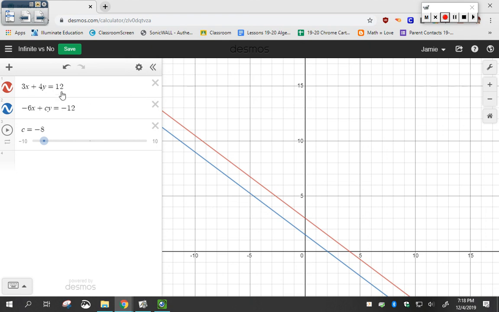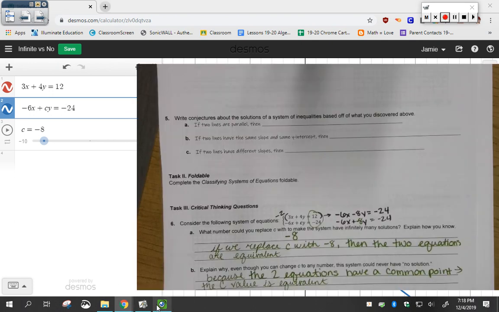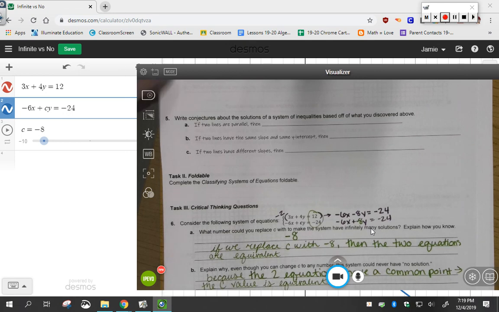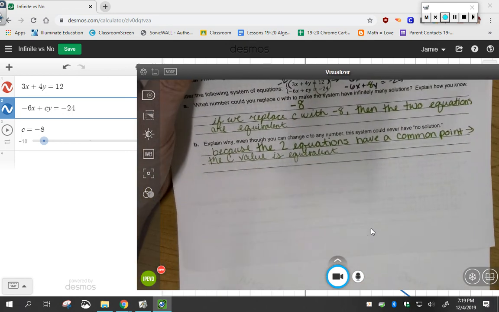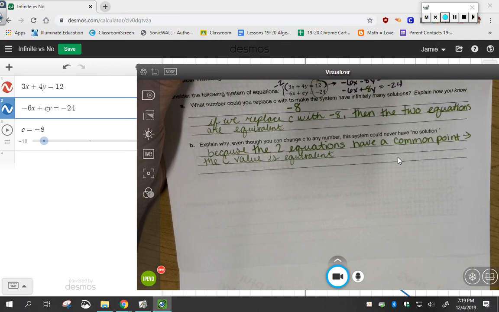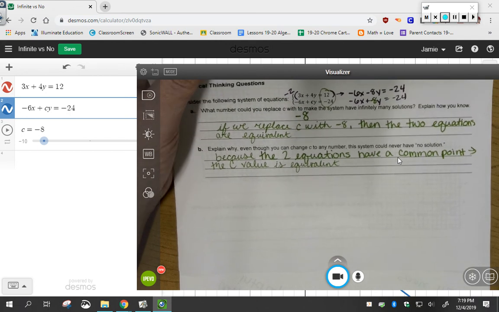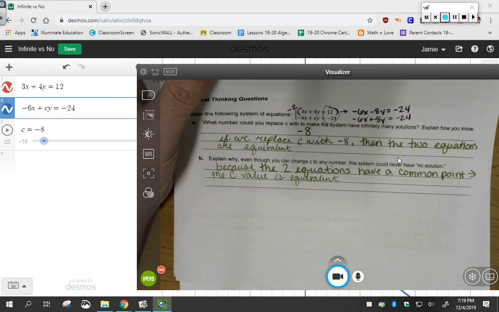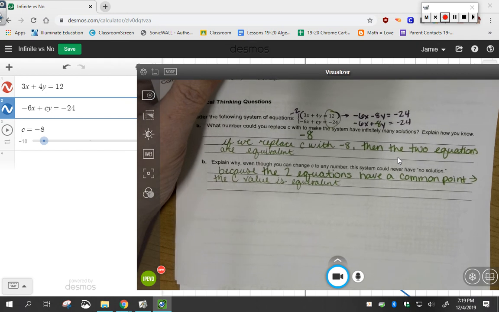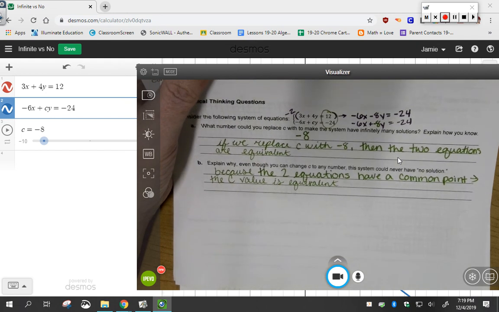So because the C values are equivalent, like my standard form C values are equivalent, I have infinitely many solutions. When they're not equivalent, I have no solution. So why will this never have no solution? Because the two equations have a common point, their C values are equivalent. So they're always going to have a common point. They can either have all points in common or one point in common. They can't have all or none. You're either one or the other.